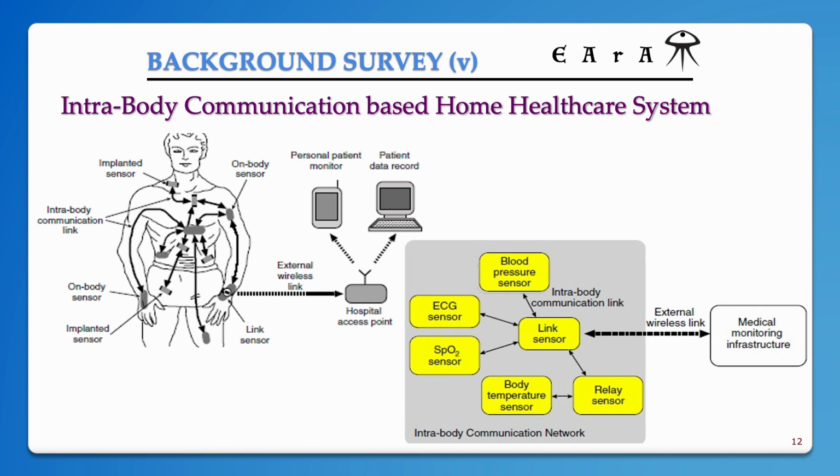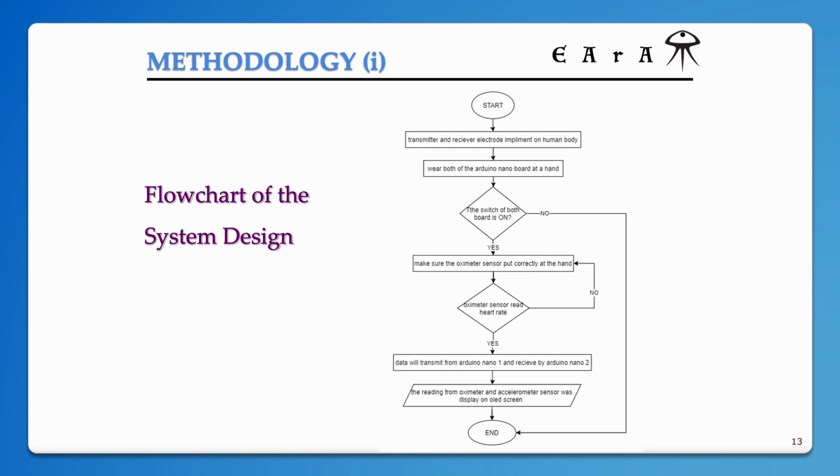So this only needs one part that is wirelessly transmitted to somewhere else, but all throughout the body, which consume low power, they use intra-body communication links. So for our methodology, we design the transmitter and receiver electrodes implemented on the human body, and we use Arduino boards at hand. So this is the transmitter and also the receiver of the IBC.